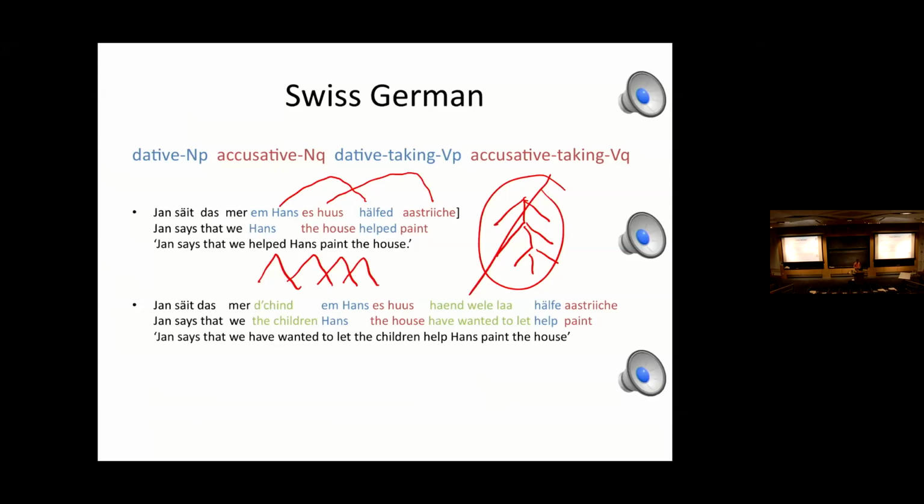Jan sagt, dass wir die Kinder im Hans ein Haus haben helfen anstreichen. Okay, so the children wanted to let Hans help paint the house. So these are what are called cross-serial dependencies.